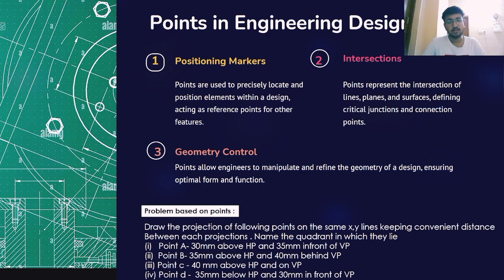As you can see at the bottom of your screen, draw the projection of the following points on the same XY lines, keeping convenient distance between each projection. Name the quadrant in which they lie. Point A 30 mm above HP and 35 mm in front of VP. Then point B 35 mm above HP and 40 mm behind VP, and point C 40 mm above HP and on VP. Next, point D 35 mm below HP and 30 mm in front of VP.